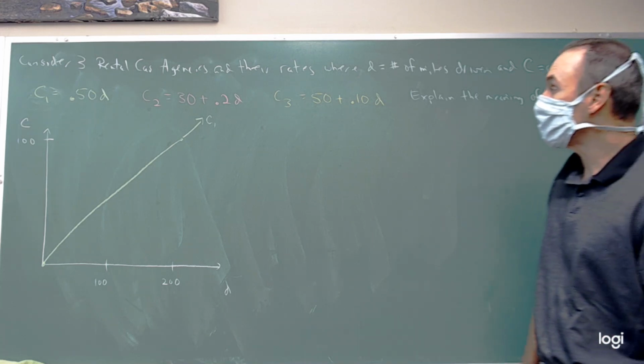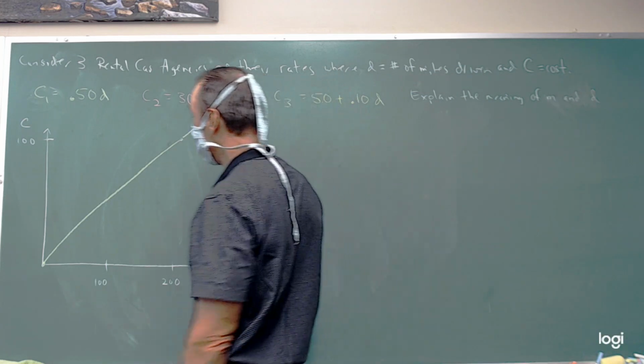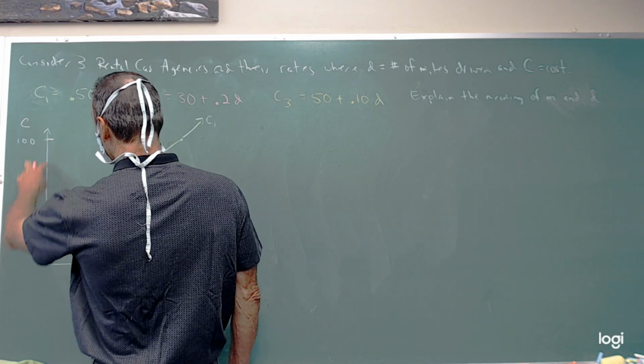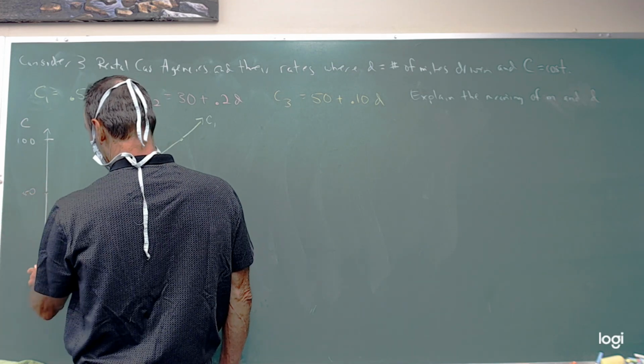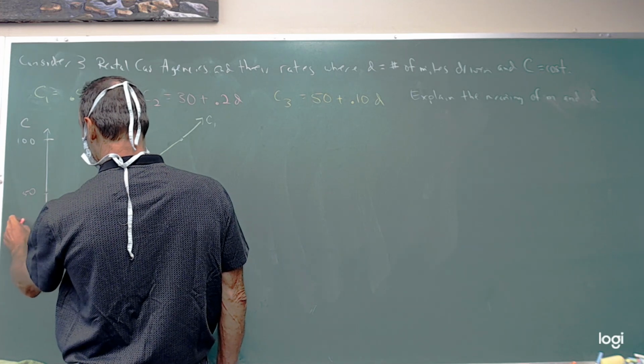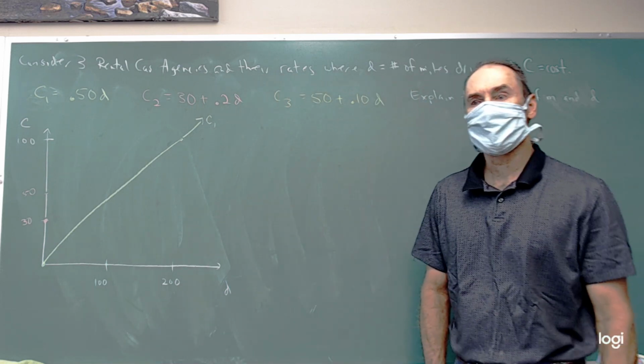So now we're going to do the second one. So let's see, at 0, we're going to be at 30. So here's my estimation skills. If that's 100, I think 50 is going to be right about there, and so 30, I'm thinking is going to be right about there. So at 0, we're going to say that's 30.